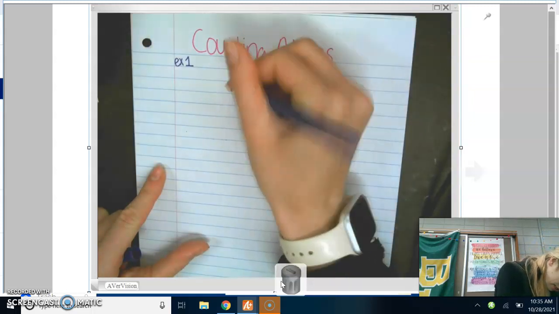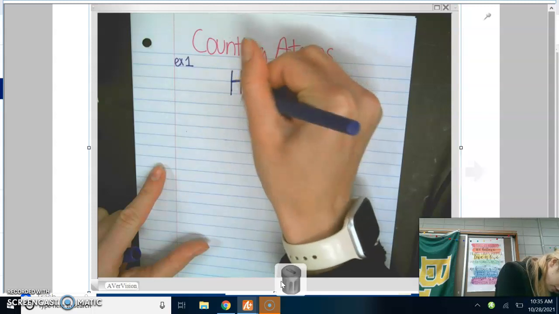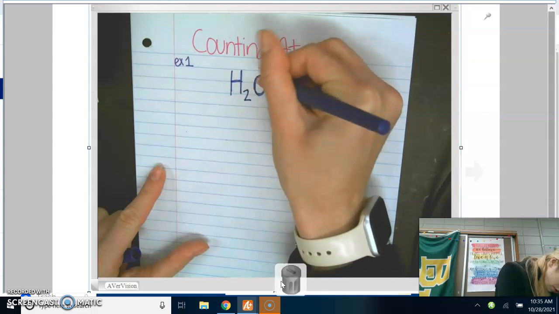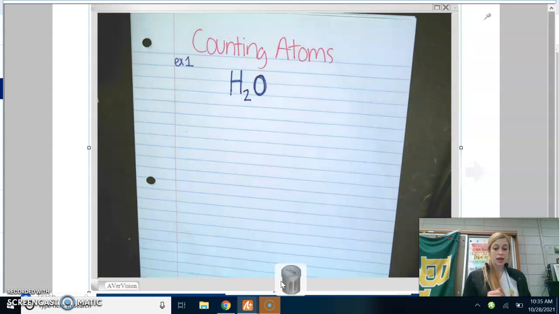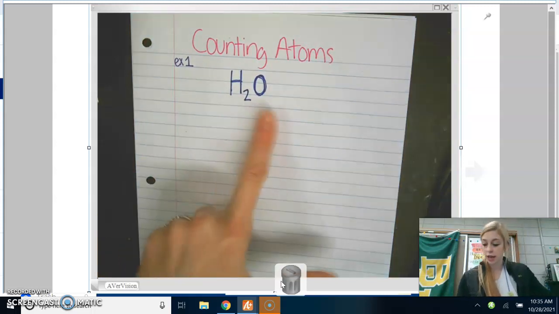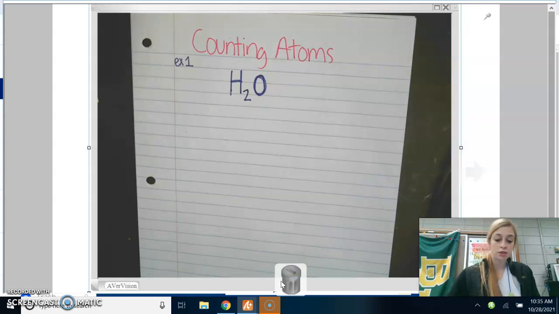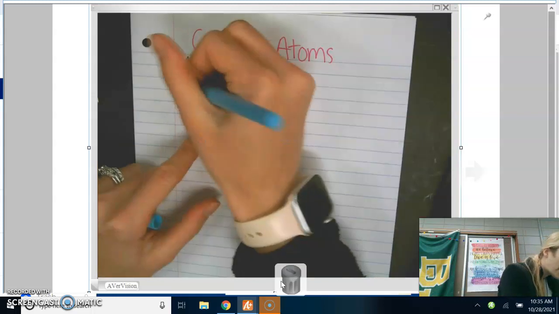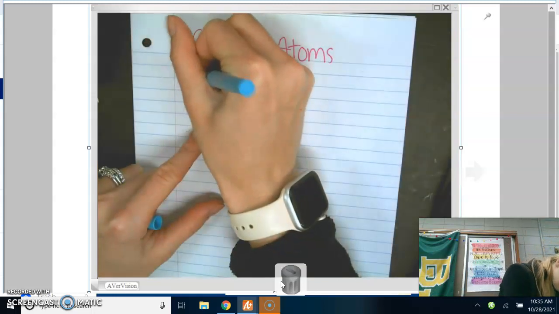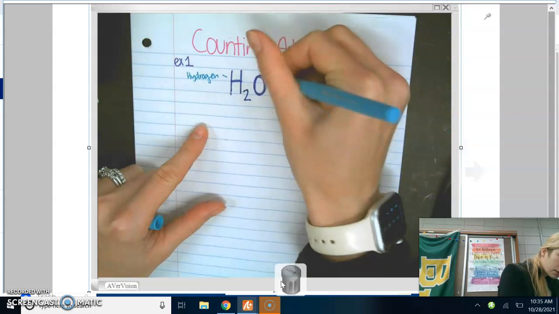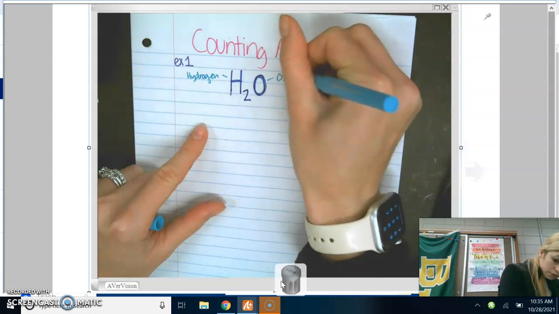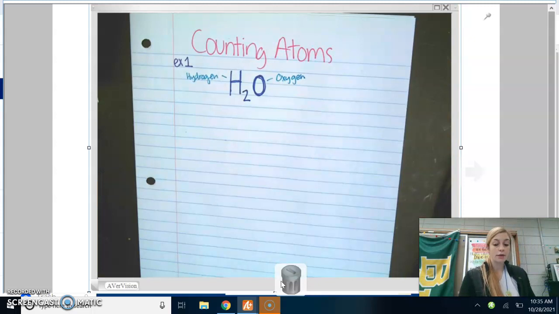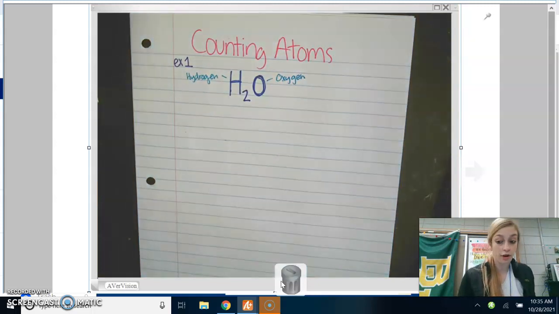Our first example is going to be H2O, water. So we have two capital letters, capital H, capital O. So let's first make sure that we identify that we have a compound made of hydrogen and oxygen. Now, I'm curious if you can figure out how many atoms of hydrogen we have and how many atoms of oxygen we have.